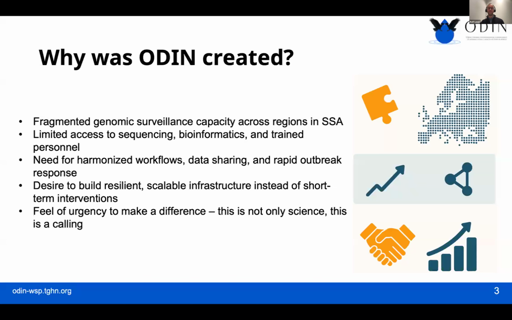And we heard repeatedly the same challenges being mentioned. Limited access to equipment, delays in procurement, lack of harmonized workflows, fragmented genomic surveillance, limited capacity, lack of training, and just a pressing need for stronger regional coordination. And the important thing here to stress is these were not abstract problems. They were lived experiences of partners who knew exactly what was needed. And ODIN, we believe, was built to respond to these realities. So it's a product of listening before designing.